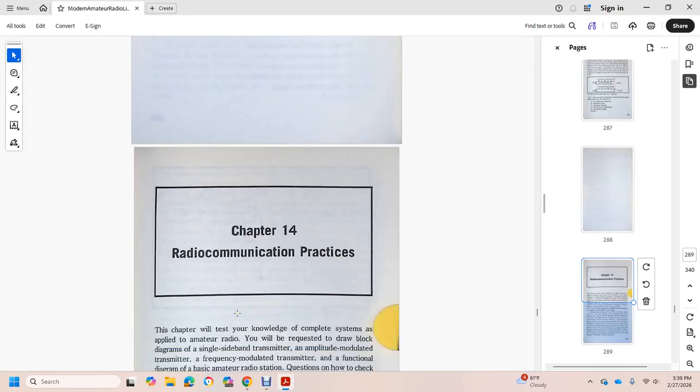Chapter 14: Radio Communication Practices.